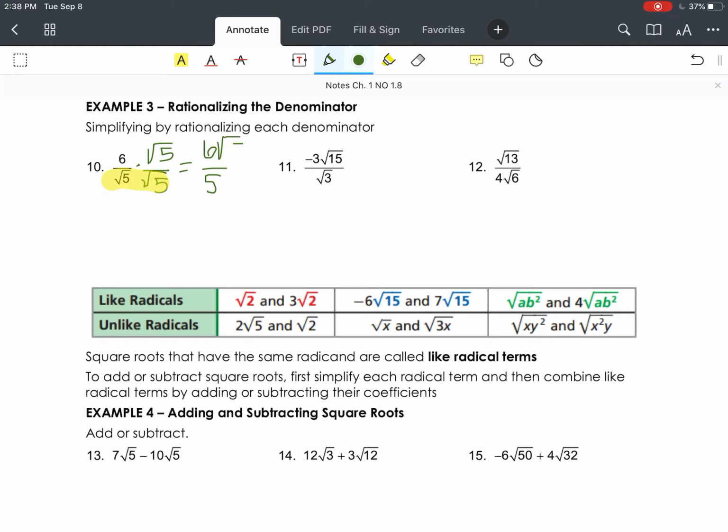The numerator is just going to be 6 times root 5. You're not allowed to multiply those numbers together. One's inside the square root, one is not. So that will be your final answer, 6 root 5 over 5.